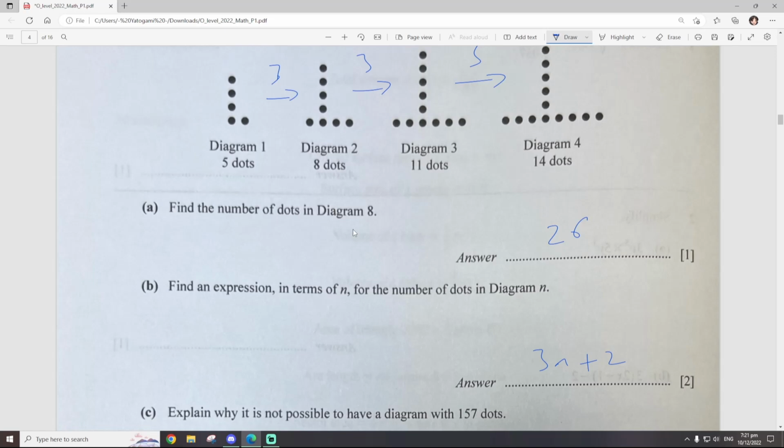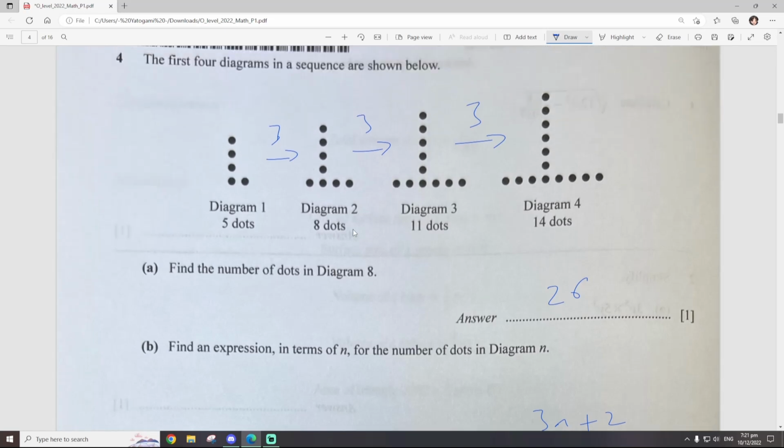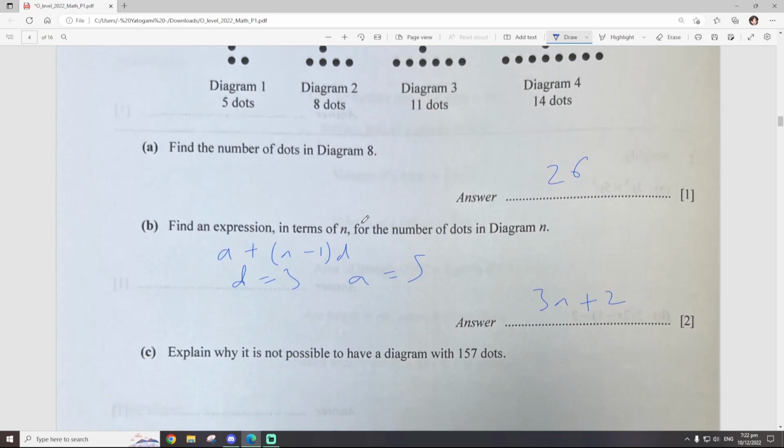So why is this so? You could just list out all the numbers, but what I should say is that the nth term is actually a plus n minus 1 d, where a is the first term and d is the common difference. So d is 3, and then a is what? A will be 5, right? So you have 5 plus 3 times n minus 1, which simplifies to 3n plus 2.